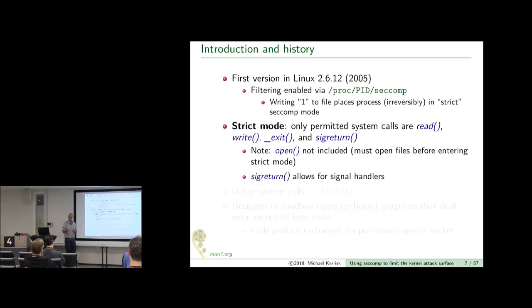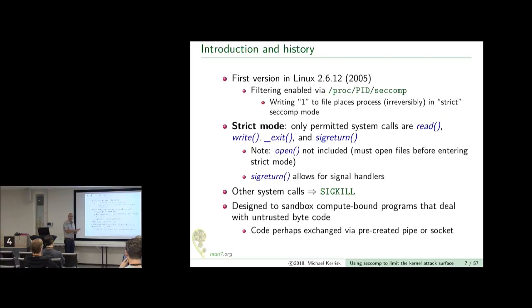Read and write, so you could read and write files, exit, so the process could terminate, and sigreturn. Now, sigreturn is a special system call that's used in the implementation of signal handlers. So in summary, you could do file I/O, but you couldn't actually open files. You could only do file I/O on files that had already been opened before we went into Seccomp mode. You could terminate, and you could catch signals. If the program made any other system call, then the program was killed with a SIGKILL signal.